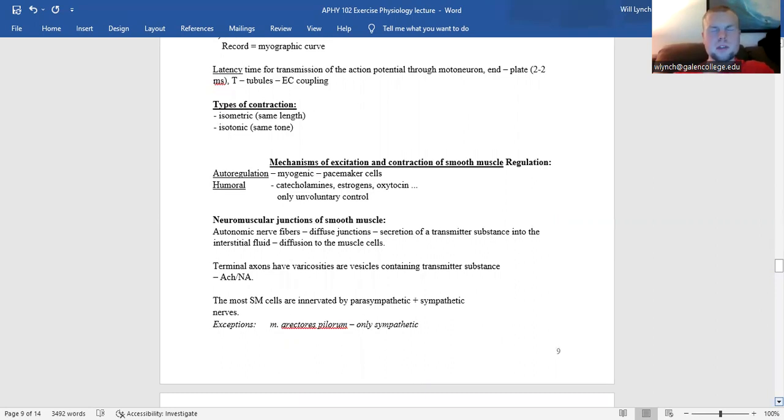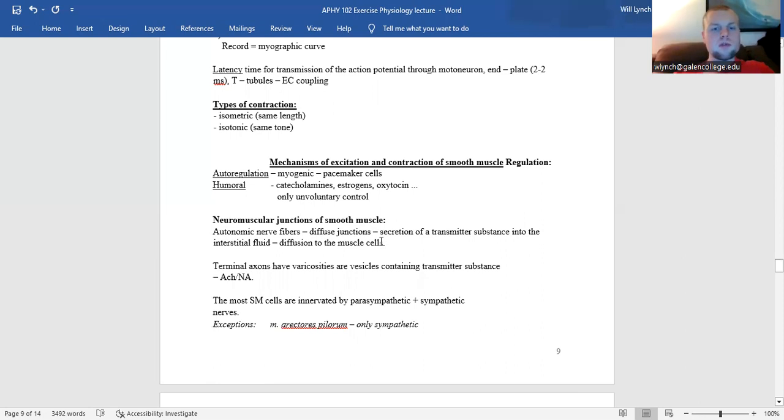So moving on to different muscle type here. Some mechanisms of excitation and contraction of smooth muscle. It's regulated by both our myogenic pacemakers and also the humoral hormone responses. So we've got catecholamines, estrogens, oxytocin, everything that's under involuntary control.